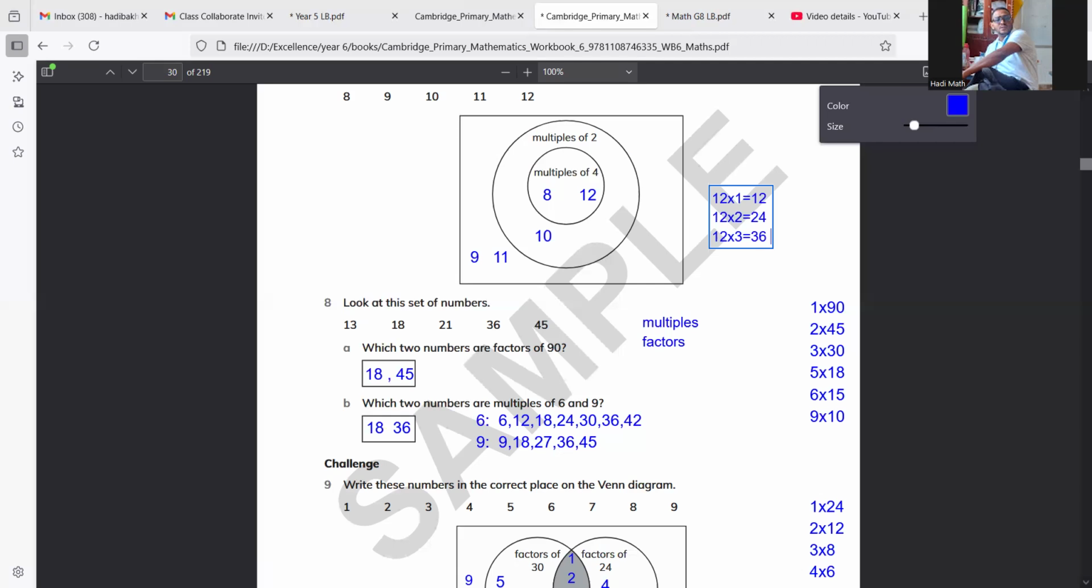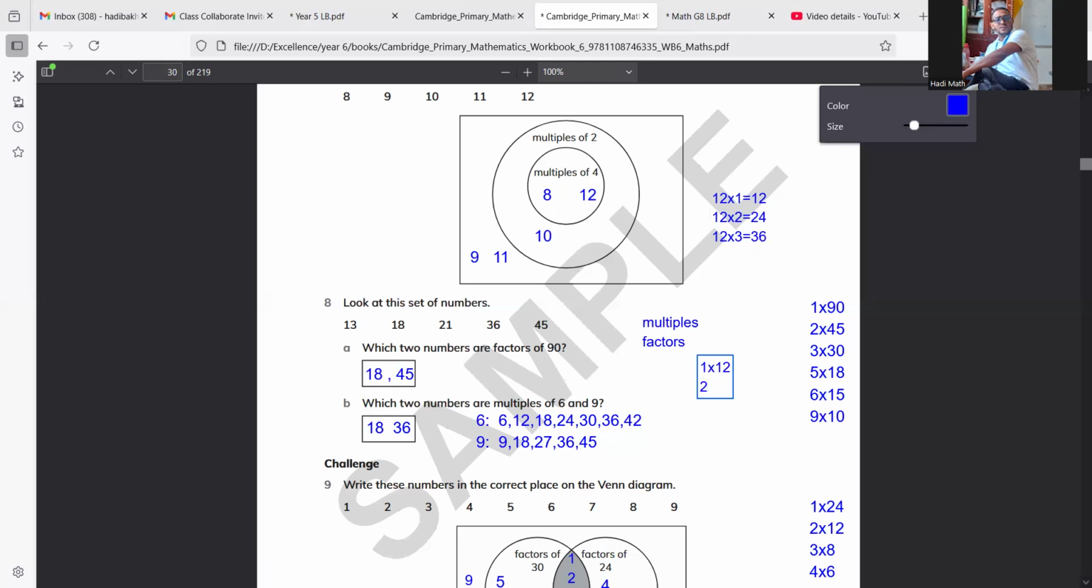But factors, if I ask you what are the factors of 12? By factors of 12, we mean the numbers that you multiply and they give you 12, or their product is 12. So you start from the 1, but this time you start from the 1 in a different way. 1 multiplied by which number could give you 12? 1 multiplied by 12 will give me 12.